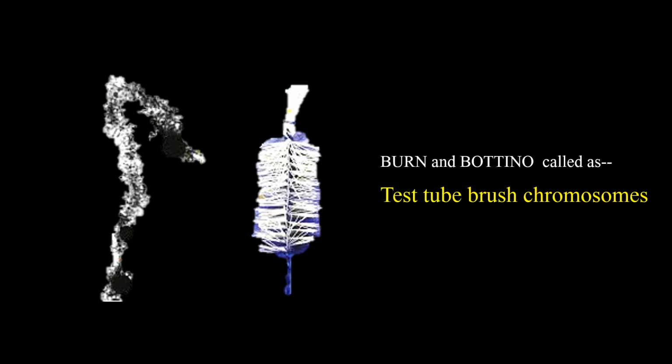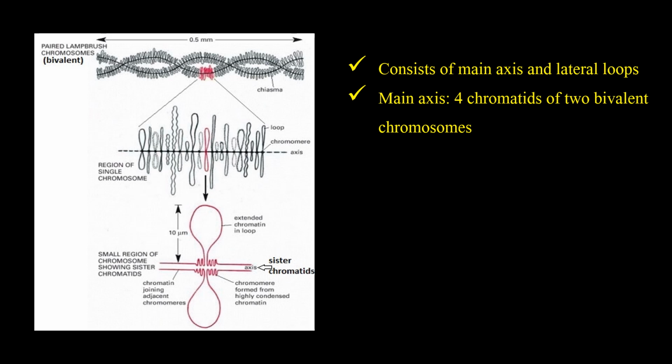Bird and Bottineau in 1989 used the term test tube brush chromosomes for Lamb-Brush chromosomes because they look similar to the structure of test tube brushes. The Lamb-Brush chromosomes are usually present in bivalent condition. So it consists of a main axis with 4 chromatids of the 2 bivalent chromosomes. Each Lamb-Brush chromosome contains a central axis region where the 2 chromatids are highly condensed. And each chromosome has several chromomeres which are located throughout the length of the axis. And from these chromomeres, the chromatin loops out to form the lateral loops.